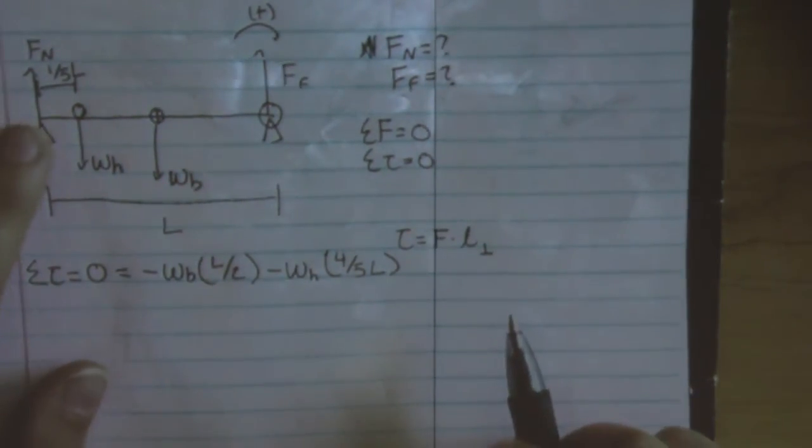The last force is force near. This will help us spin in the direction we decide is positive, so that will be positive. And then its lever arm is the whole distance L away from our bridge.